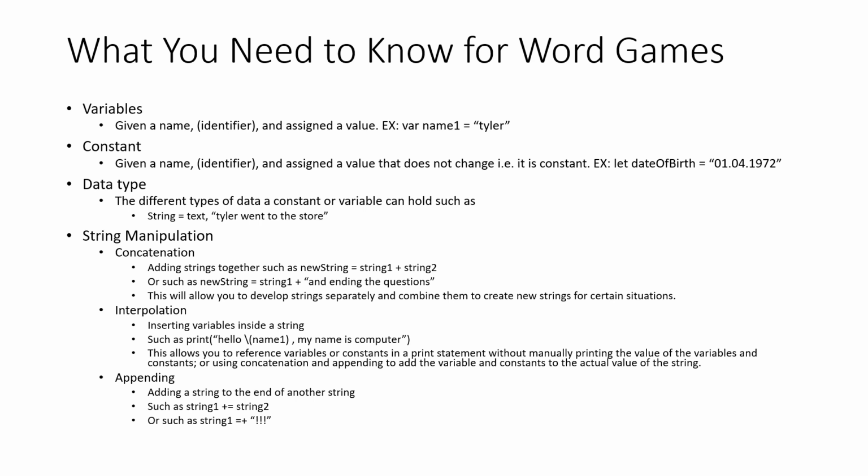And the last thing we need to know how to do is appending, adding a string to the end of another string, such as string 1 plus sign equals string 2, which will basically just add string 2 to the end of string 1, or such as string 1, sorry, that's supposed to be plus equals, and then some exclamation marks inside of quotes, which will add exclamation marks to the end of string 1. So that's what we need to know how to do.